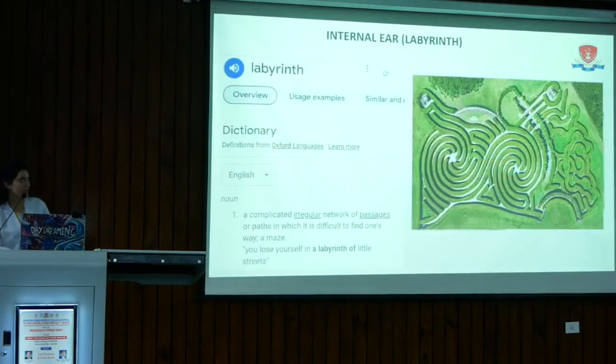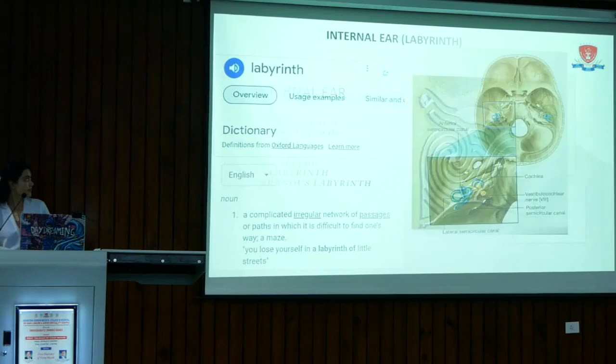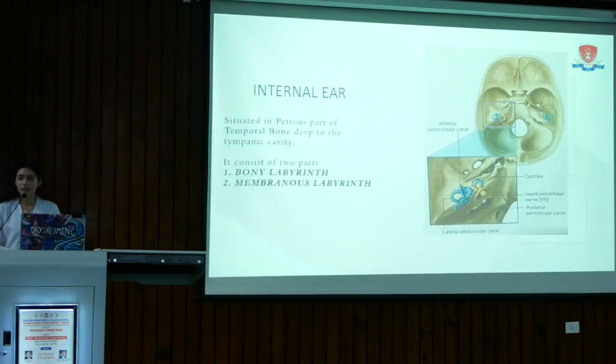Now, starting with the main topic of today's discussion, which is the internal ear, also known as the labyrinth. Now, the labyrinth is a Greek word meaning a complicated or irregular network of passages or paths in which it is difficult to find one's way, or a maze. The internal ear is an intercommunicating system of membranous sacs and ducts and is situated in the petrous part of the temporal bone deep to the tympanic cavity.